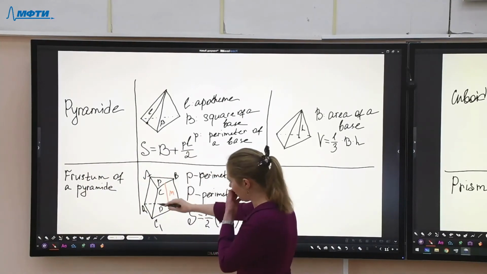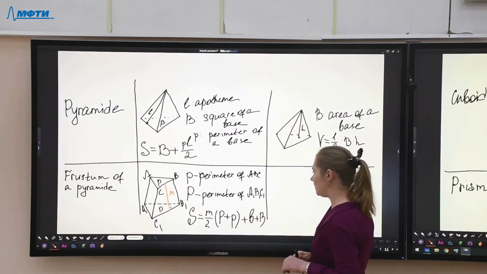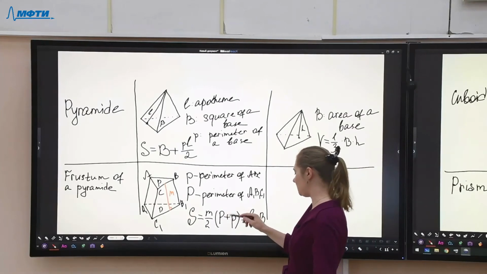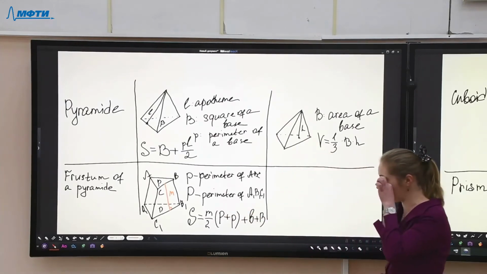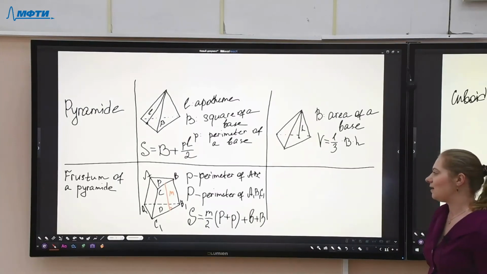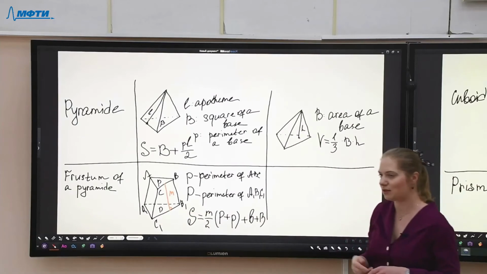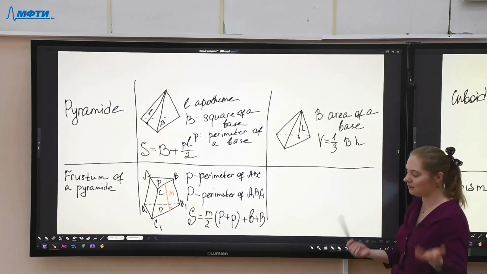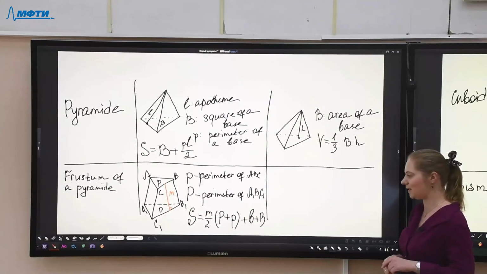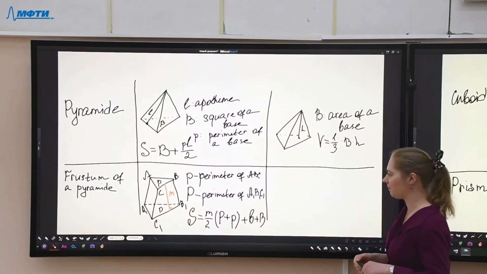Because here we have trapezoids and we know the area of a trapezoid. So we can calculate this part, and then we need to add the areas of bases. And here we can have quadrilaterals, pentagons, and so on. So it can be triangle. Maybe it is not triangle, doesn't matter. We just need to calculate perimeters, and that's it.